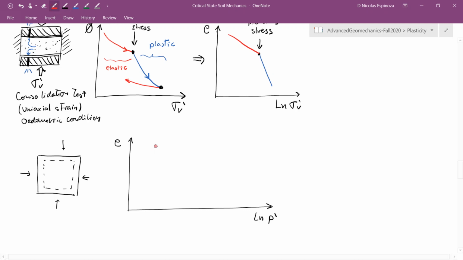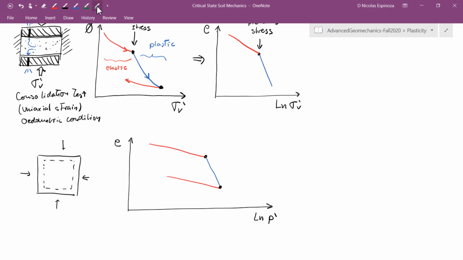I will have a loading section, pre-consolidation stress, virgin compression with plastic strains, and if I had any unloading, this is going to be the unloading. Let me try again that. All right. From here, I can get the coefficients that are going to characterize this kind of deformation.